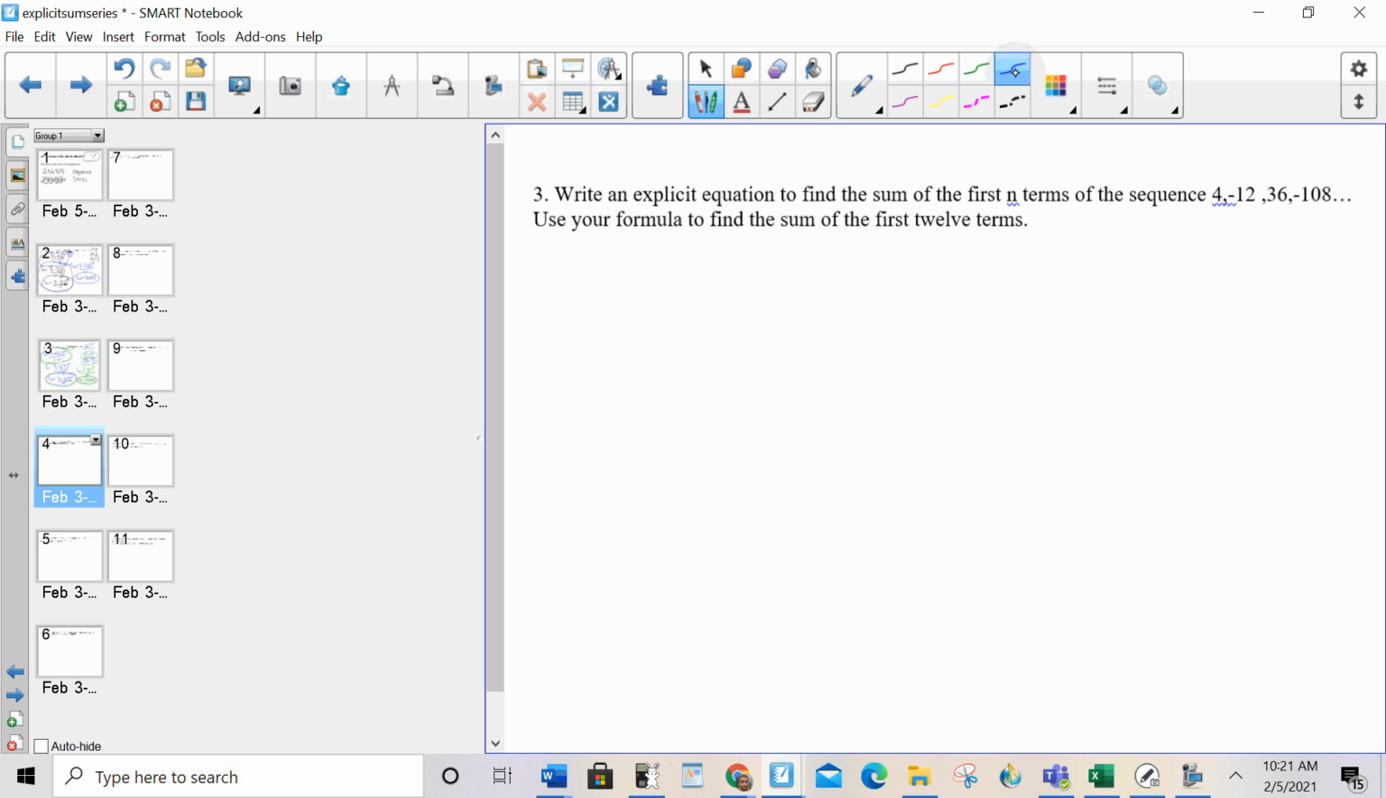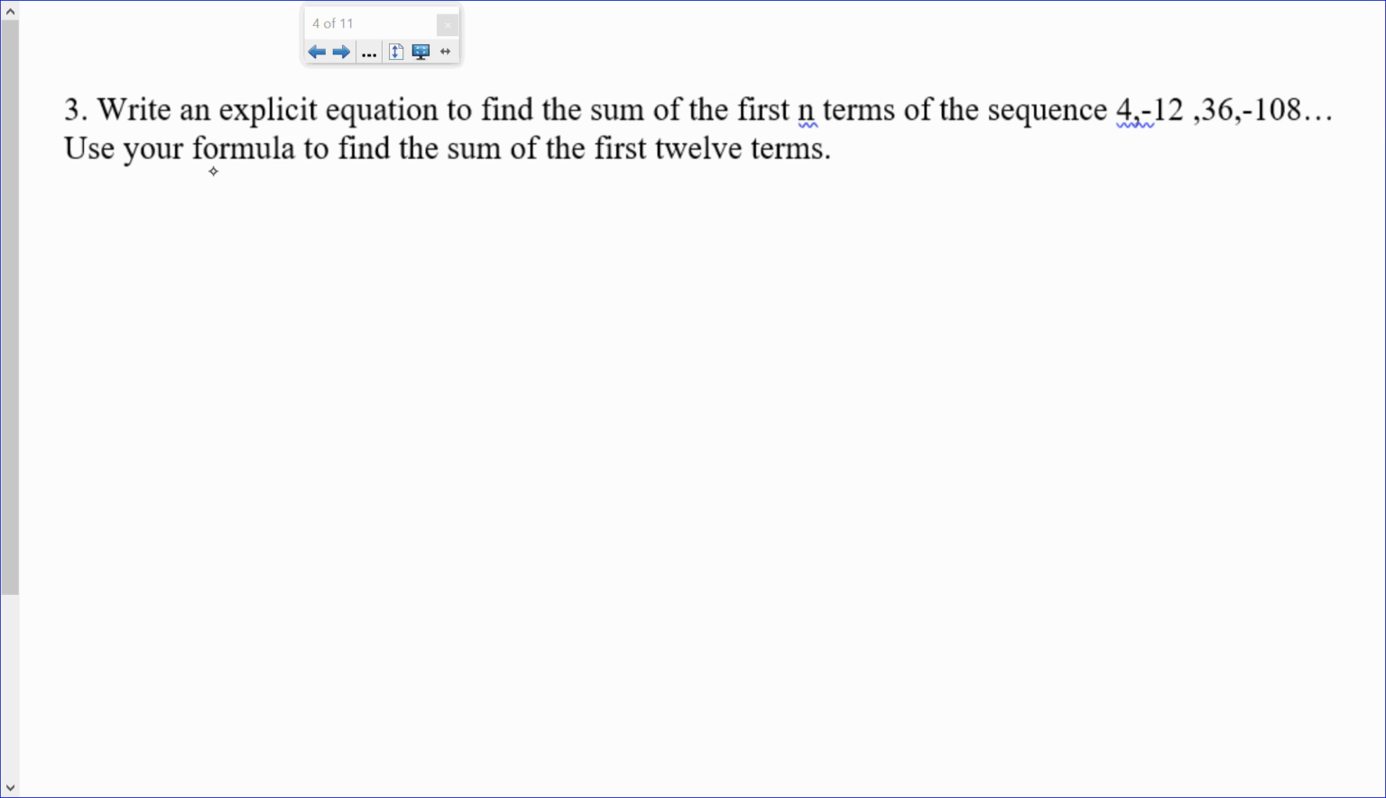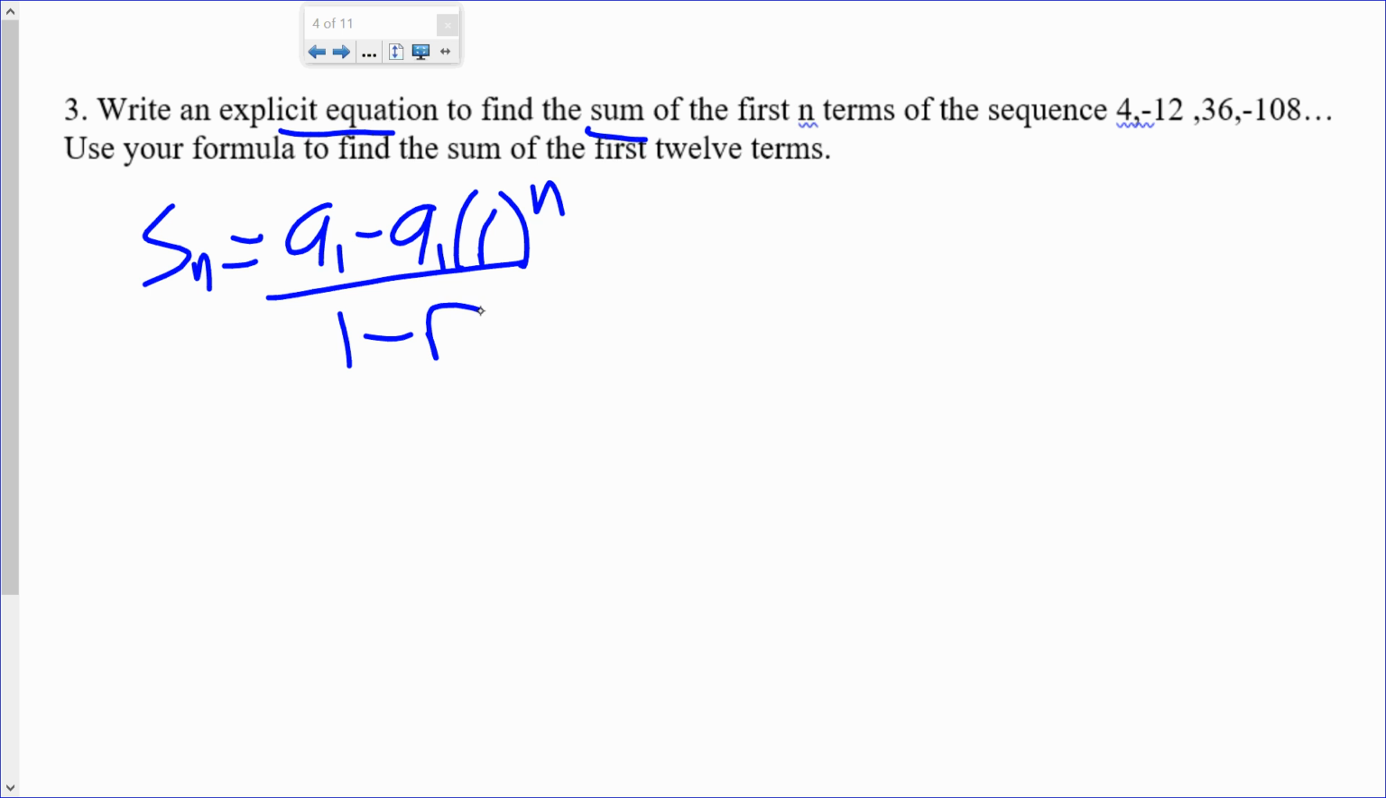Number 3, it wants an explicit equation for the sum. Sn equals A1 minus A1 R to the n over 1 minus R. We need A1 and we need R. I'm going to give you about 15 seconds to come up with those values on your own. A1 is 4. R, I am multiplying by negative 3.